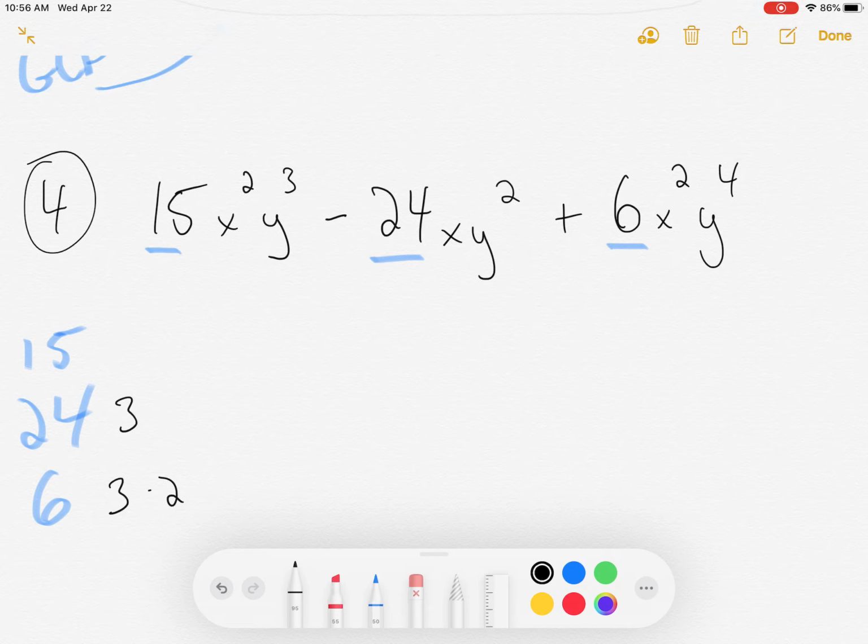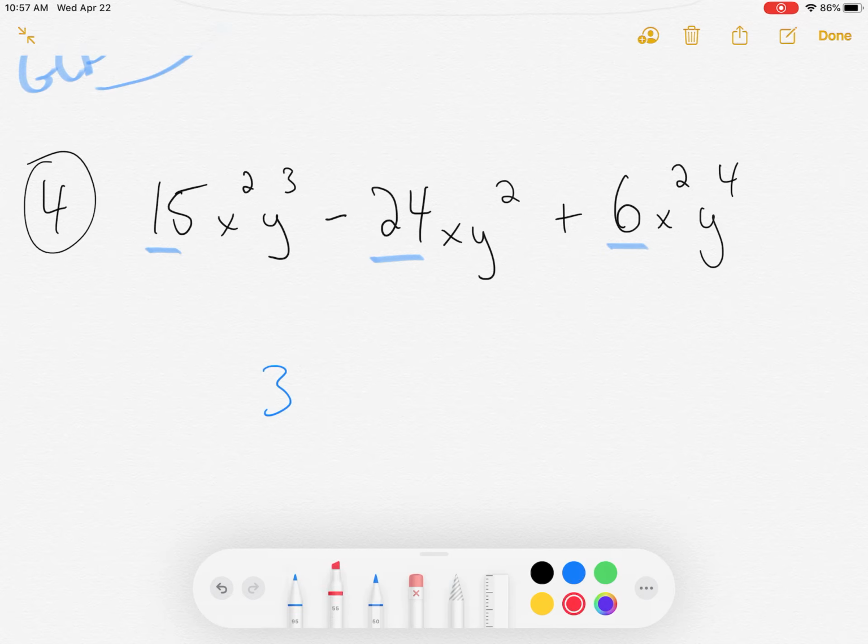Well, 3 times 2 is 6. Does 3 go into 24? 24 divided by 8 is 3. Yes. Does 3 go into 15? Yes, it does. 3 times 5 is 15. So that means that 3 multiplies into all of these numbers. So my GCF is going to be 3 for my numbers.